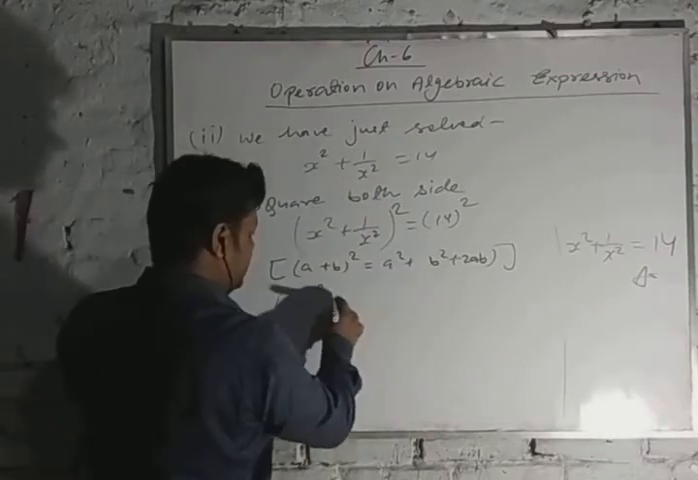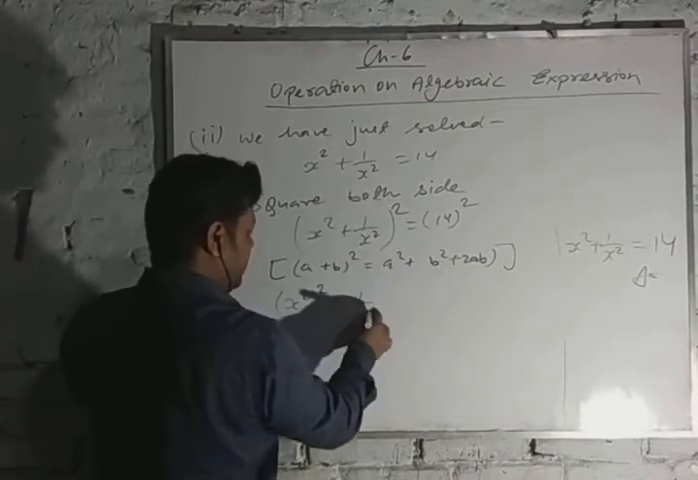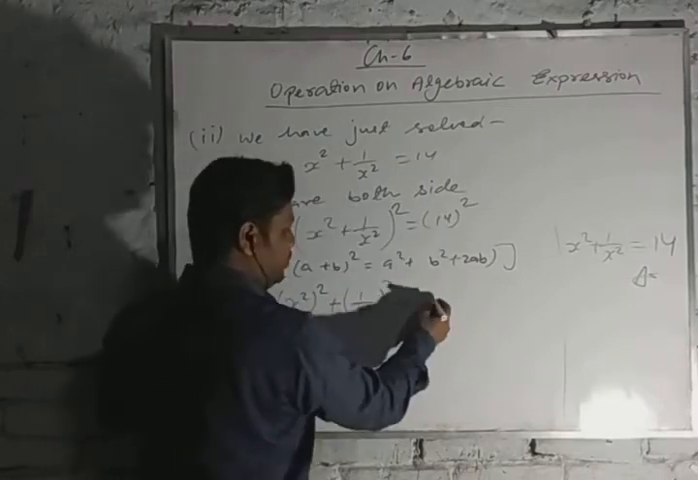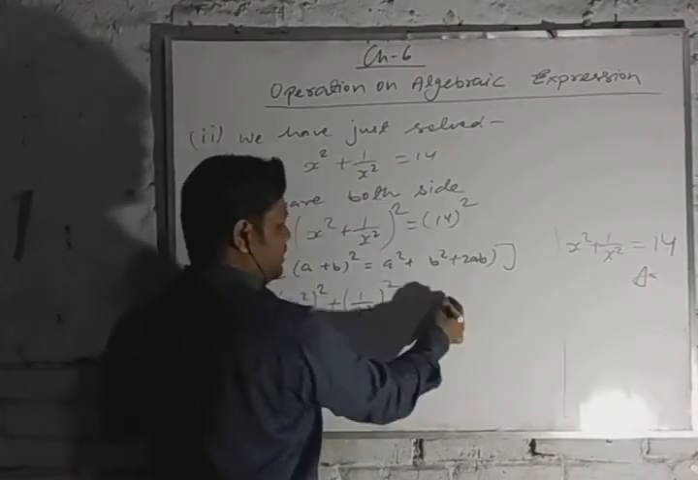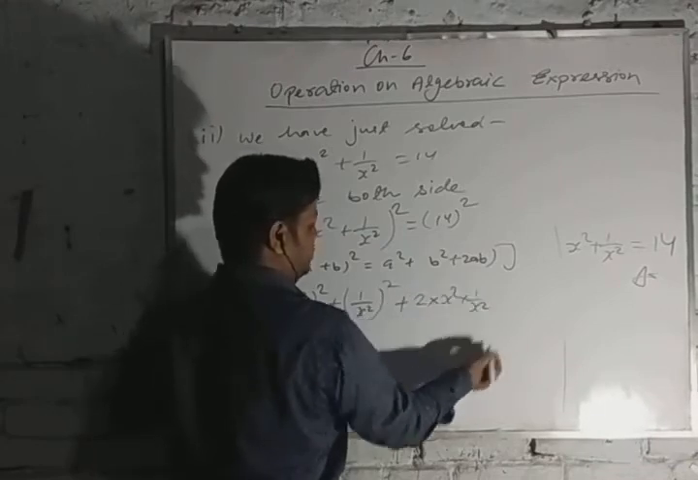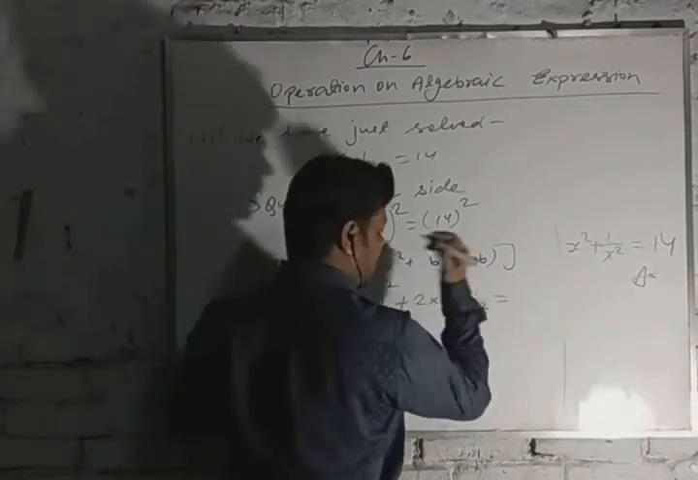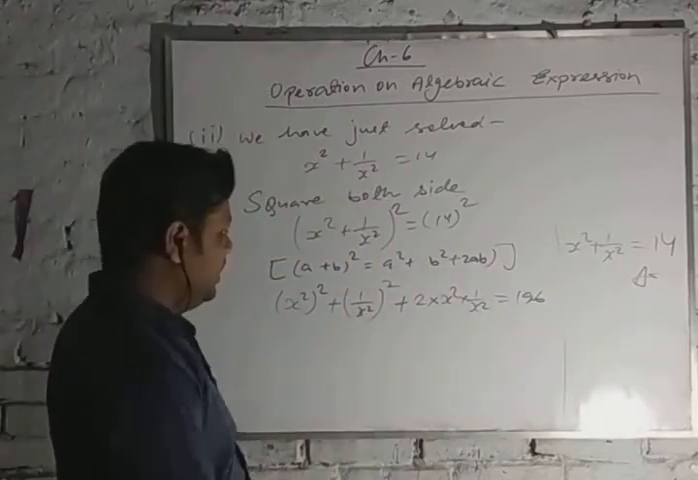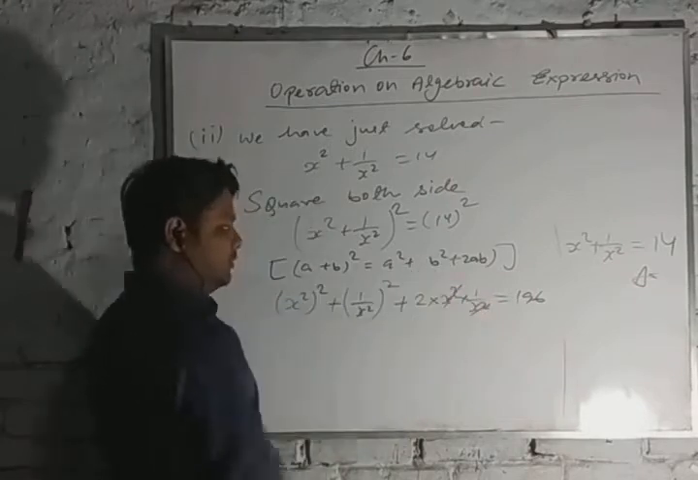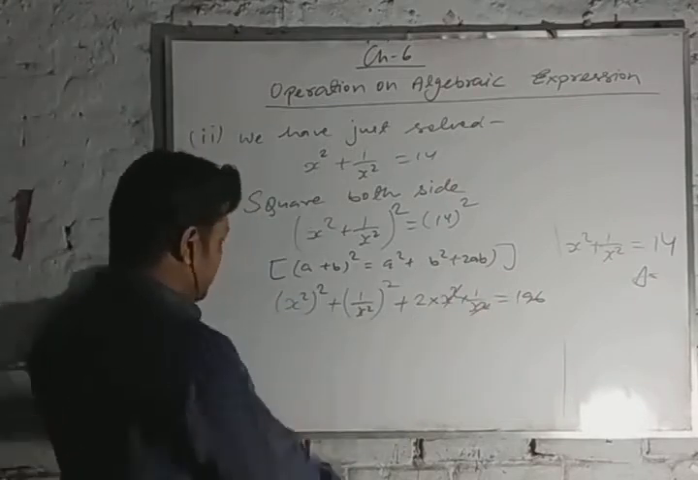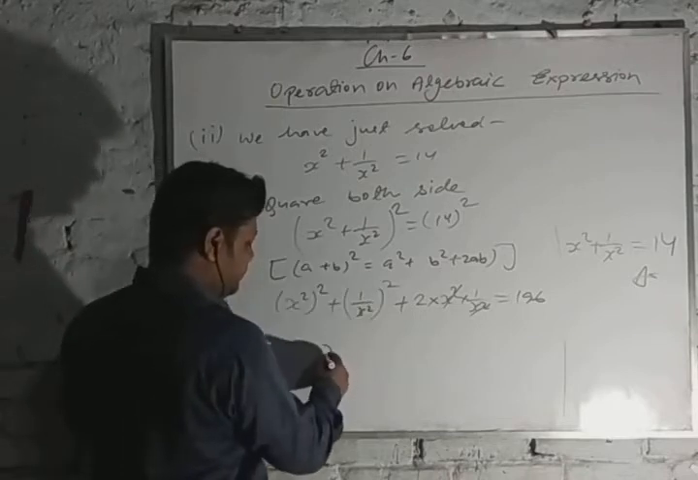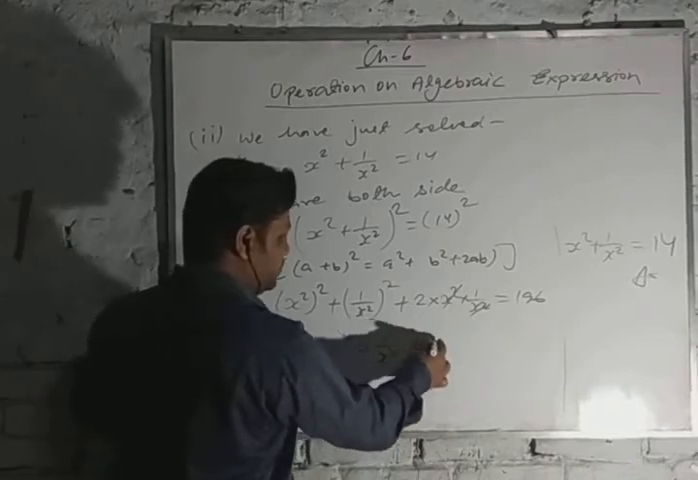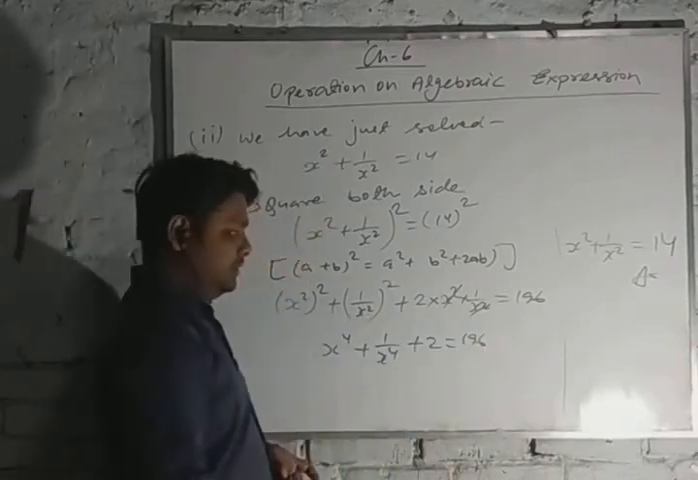Now here the formula is a square, that is x square, square plus then b square is 1 by x square. So keep in bracket and then square. Okay. Now 2ab, that is 2 into a into b. A is x square and b is 1 by x square. Okay. Now is equal to 14 square is equal to 196. Okay. Again x square cancelled out. So the value is multiply power 2 2 is 4. Here again 2 2 is 4. So x to the power 4 plus 1 by x to the power 4 plus 2 is equal to 196.